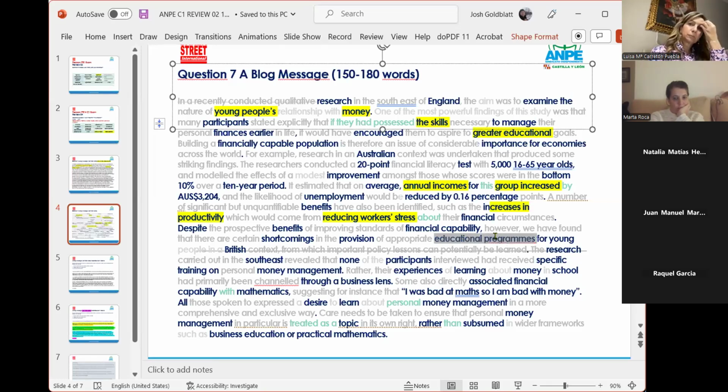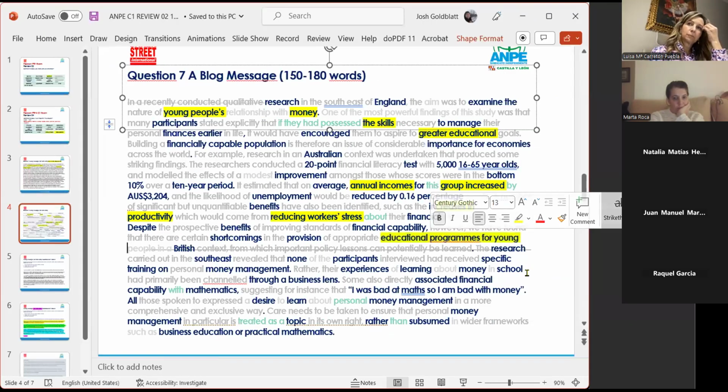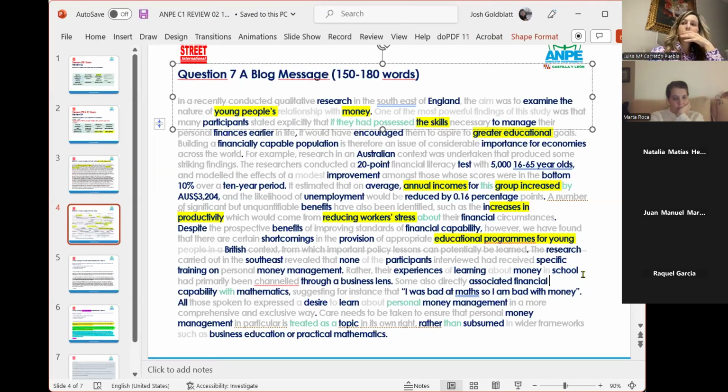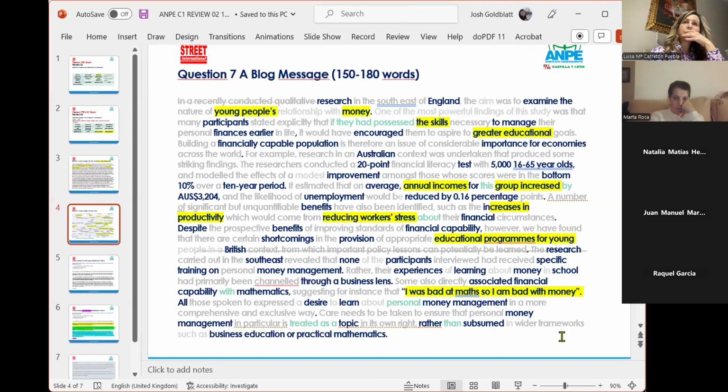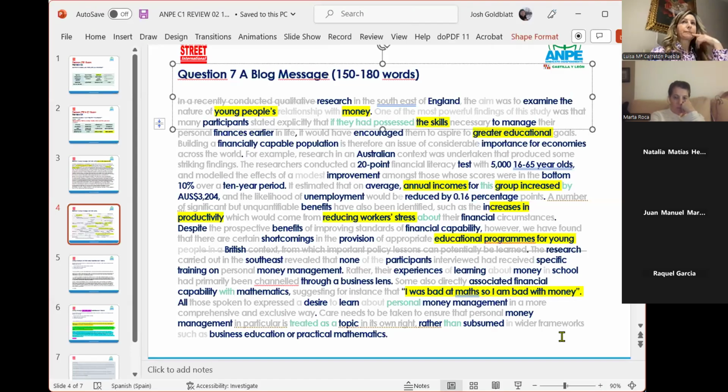Then it says, maybe we should have educational programs for young people. And then we have this wonderful thing: "I was bad at maths, so I'm bad at money." So we can say there's some kind of relationship. We've got a general idea about what it's about, and that's in a few minutes. We don't have to read word by word because we didn't write it. We're just being asked to understand this.